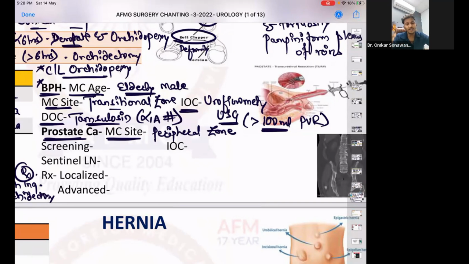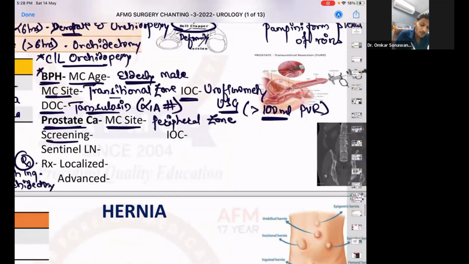And there was a question in the August examination: which of the following cancers is usually a hormonal cancer, or can be treated with hormonal therapy? The answer was prostatic cancer. So prostatic cancer can be treated with hormonal therapy. Usually the later, advanced stages of prostatic cancer are treated with hormonal therapy.